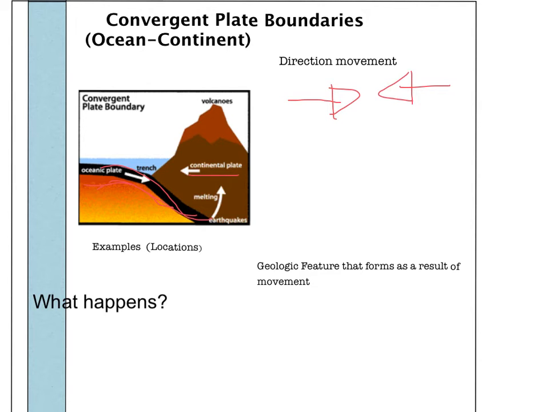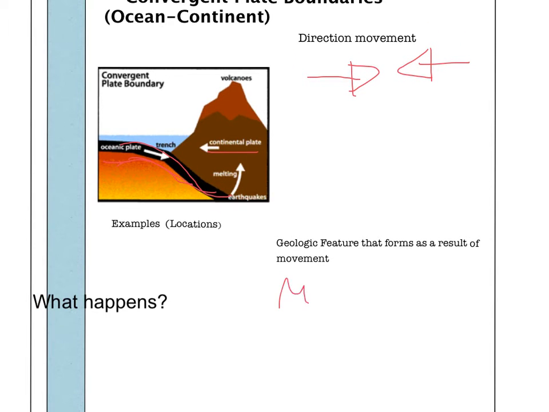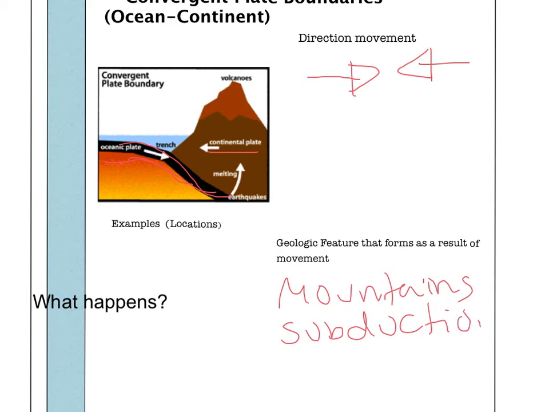In the case of 2 continental plates colliding, mountains tend to form. The crust folds and crumbles, forming mountains, and an example of this is the Andes Mountains and the Himalayan Mountains. Geologic features that form as a result of movement are mountains and subduction zones. Subduction zones can only occur when 2 plates of different densities, like in the example above, are colliding.